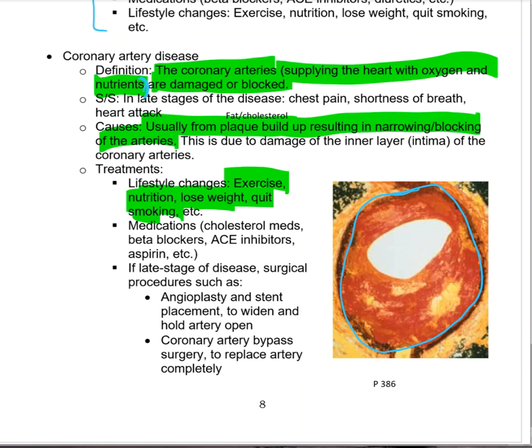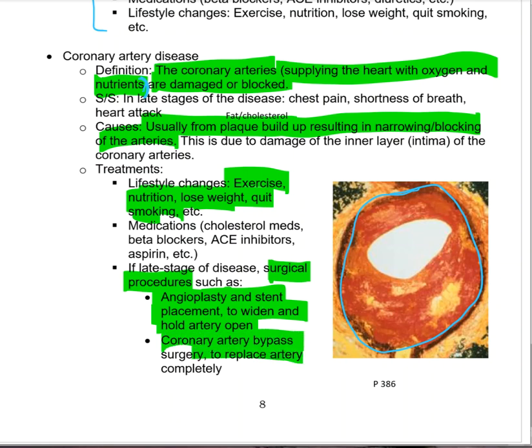Same kinds of medications can make the heart work less hard and can lower the chance of a heart attack. Aspirin thins the blood and makes the blood volume less, and that also might help the blood move through these narrowed areas. But in late stage of the disease, there are surgical procedures such as angioplasty and stent placement. It's a little balloon that gets put in here that widens and holds the artery open with the stent. And then in severe cases, we can do coronary artery bypass surgery.